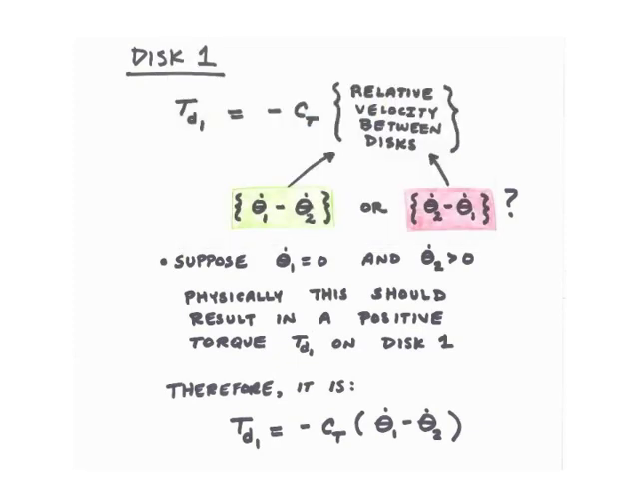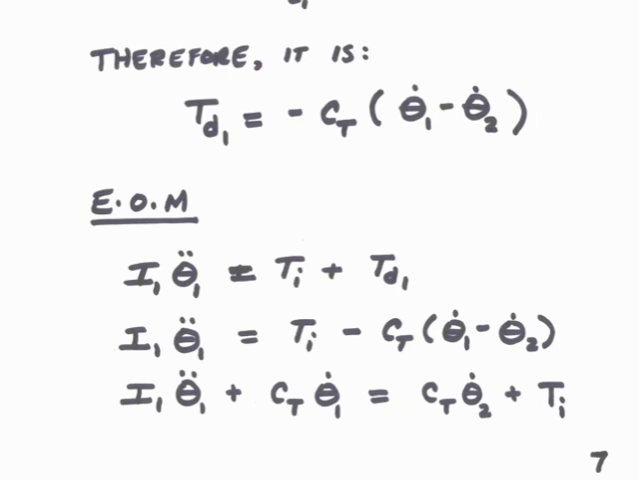Therefore, we know that TD1 is equal to minus CT times theta 1 dot minus theta 2 dot. That is, the green box is correct. This allows us to find our equation of motion for the first inertia. And after a little algebra, we'll find it to be I1 theta 1 double dot plus CT theta 1 dot equals CT theta 2 dot plus Ti, the input torque.